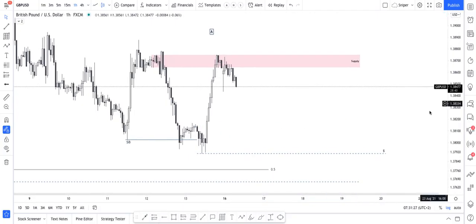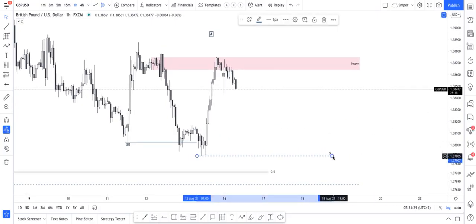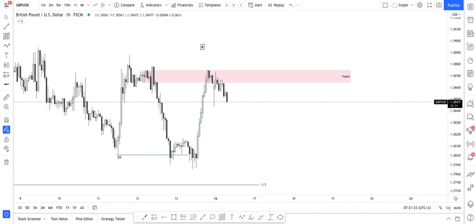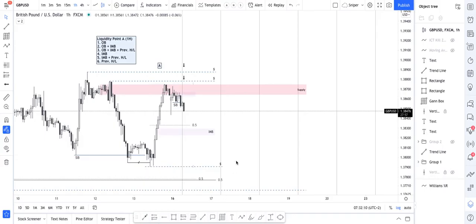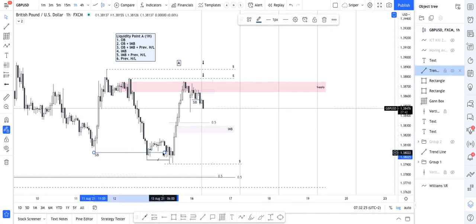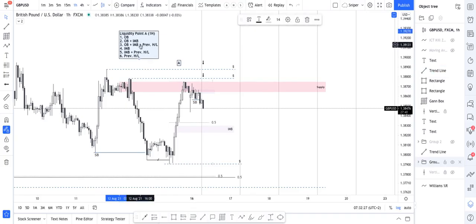So I'm just going to quickly, we have this level over here. Just going to quickly turn on the 1 hour goodies. Okay, so here we have the 1 hour chart and we have our days marked out. We have our most recent liquidity points marked out. We have our imbalances marked out and everything to that degree. So this is then the source.